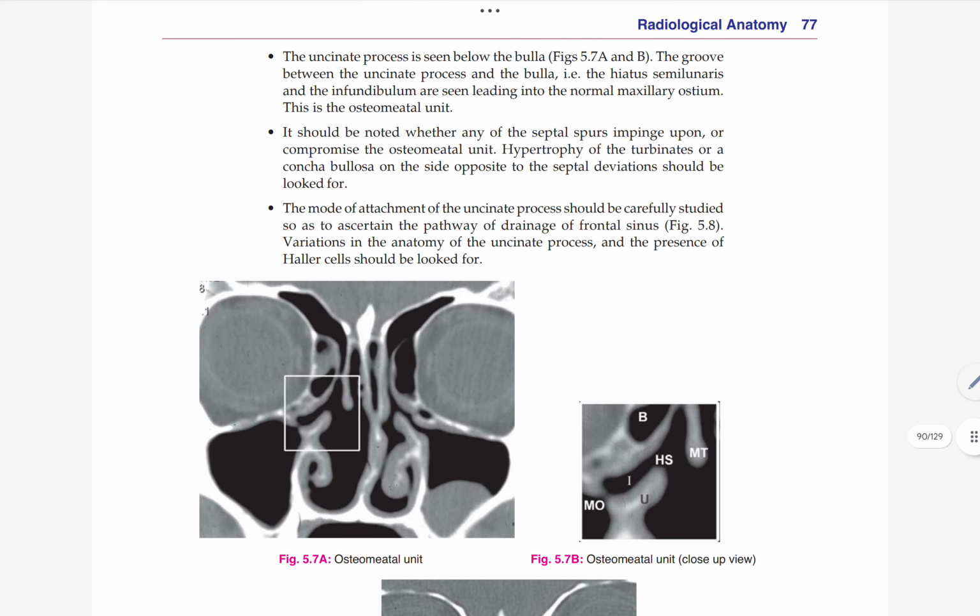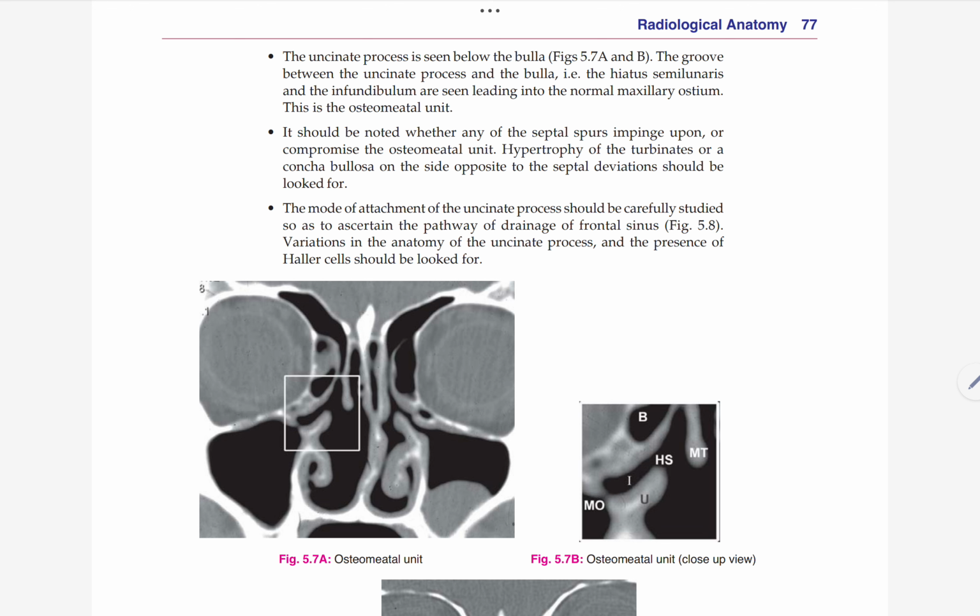The uncinate process is seen below the bulla. The groove between the uncinate process and the bulla, that is the hiatus semilunaris and the infundibulum, are seen leading into the normal maxillary ostium. This is the osteomeatal unit. It should be noted whether any of the septal spurs impinge upon or compromise the osteomeatal unit. Hypertrophy of the turbinates or a concha bullosa on the side opposite to the septal deviations should be looked for.